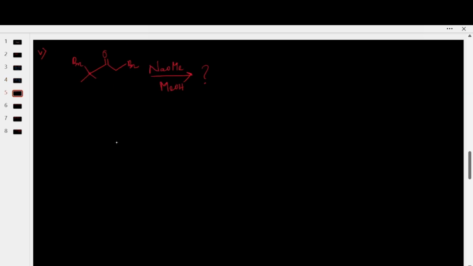So this type of substrate is given. This comes under a name reaction known as Favorskii rearrangement. So what happened in Favorskii rearrangement? Here it is sodium methoxide. Sodium methoxide acts as a sodium ion and methoxide ion. So methoxide ion acts as a base and nucleophile. In Favorskii reaction it acts as a base and abstracts the more acidic proton.